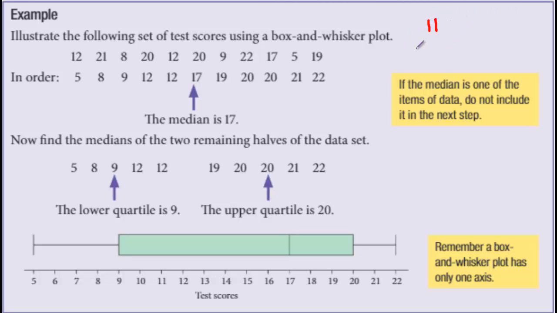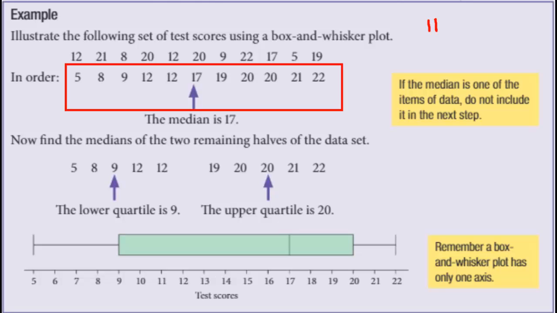The first step is to arrange the data. So this data is arranged over here. The next step is to find the median. There are an odd number of values, so the median is exactly in the center; there is only one median value, and that is 17. So 17 is the median.